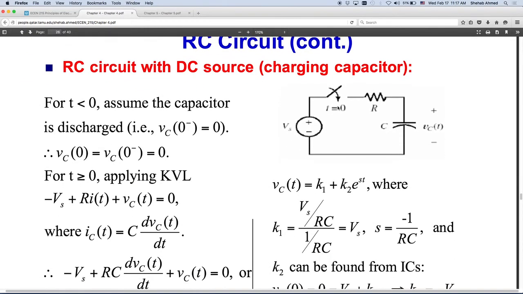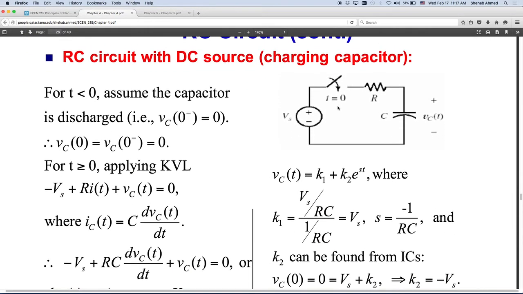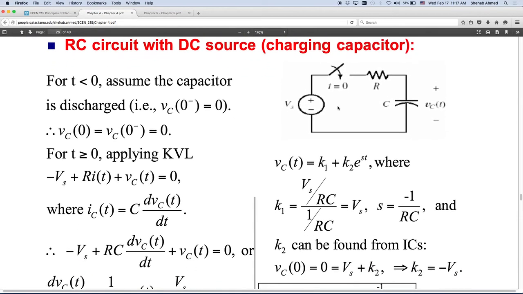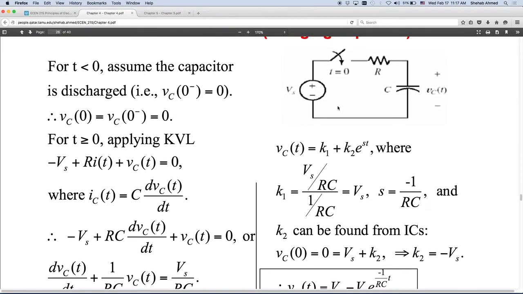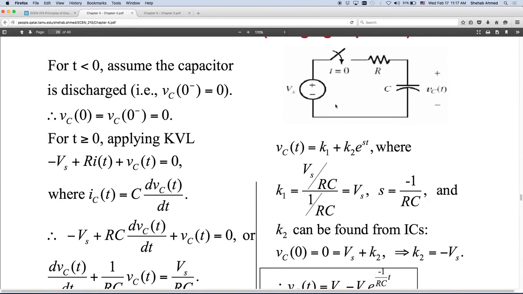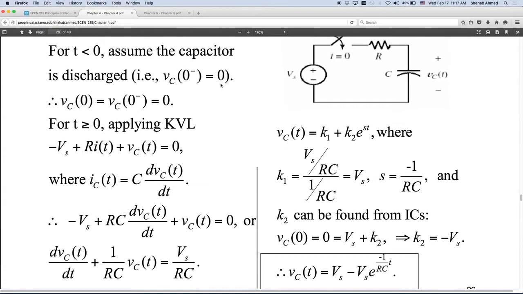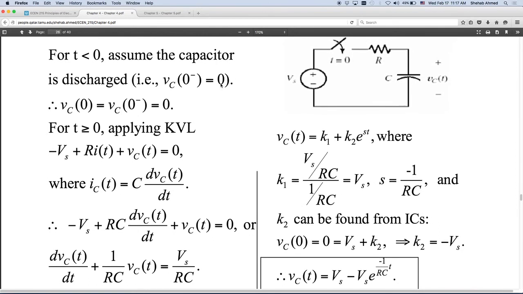RC circuit with a DC source. Again, here, really nothing very similar to what we did before, but we will have a value for B. So you apply Kirchhoff's voltage law, and then you look at the initial condition. As soon as the capacitor is discharged, VC of 0 is equal to 0. So my initial condition here is 0, and I have a DC source in the circuit.